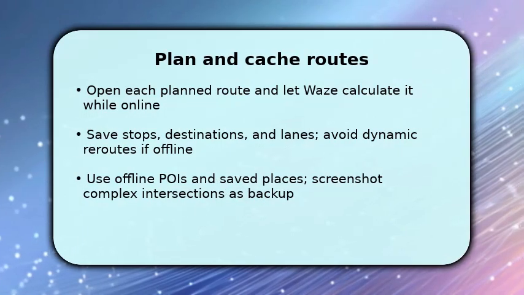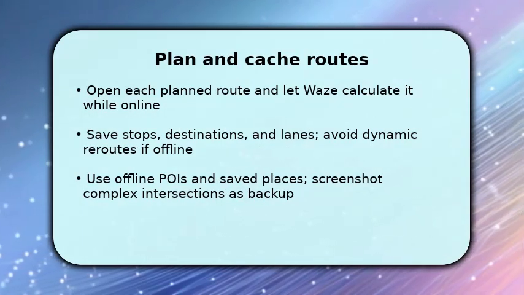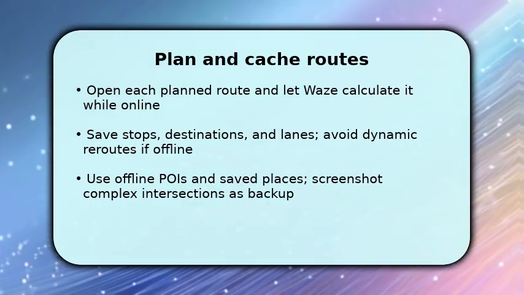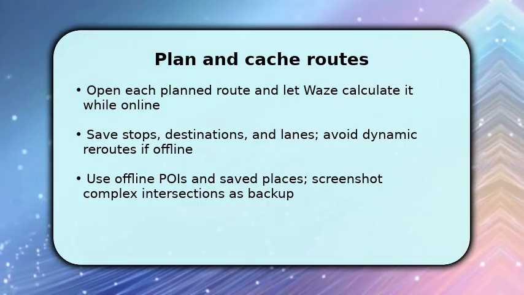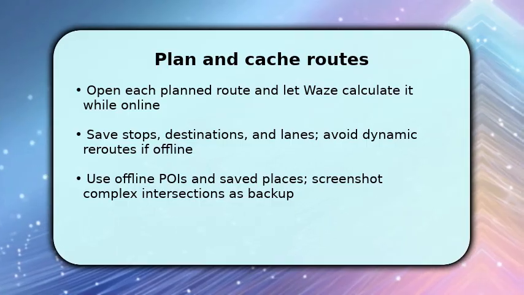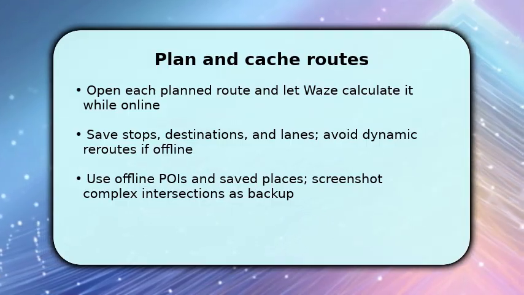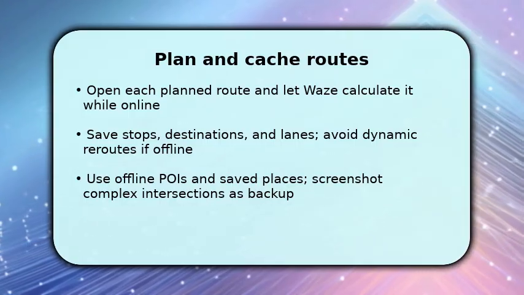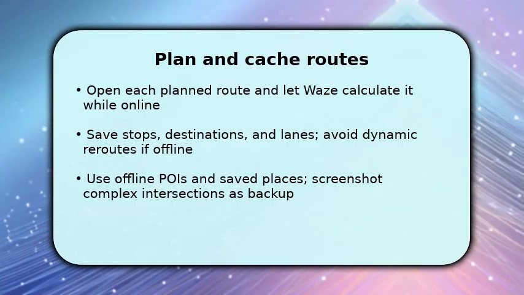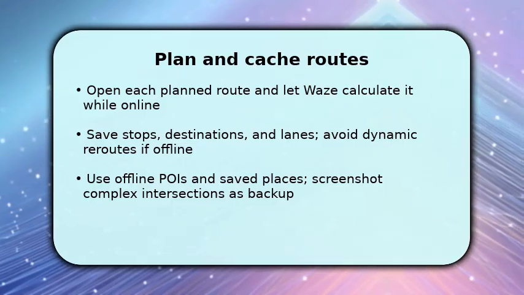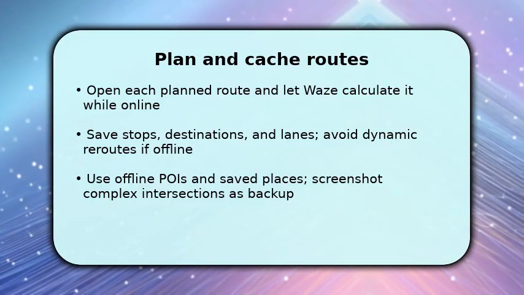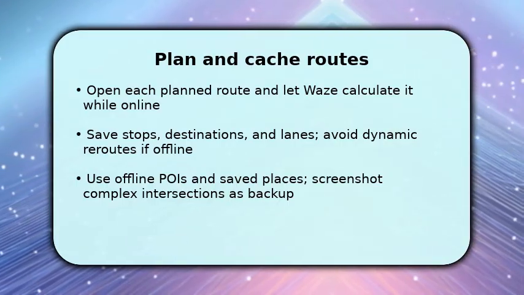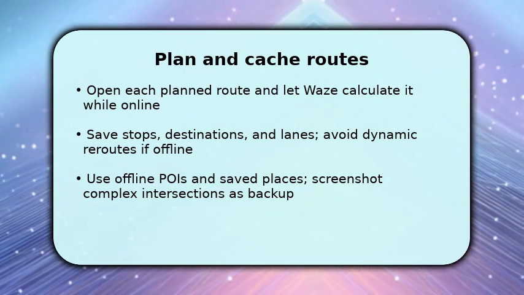Next, you plan every route you might need and force Waze to calculate it while you still have internet. Once Waze finishes the route, it caches turn-by-turn, speed camera, and lane guidance for that trip. This is why you should open alternate routes too. Make sure to save important places and recent searches so they remain available. If intersections are tricky, take a screenshot of the map section as a visual backup. Also, disable automatic reroute reliance so Waze won't stall trying to fetch new data.